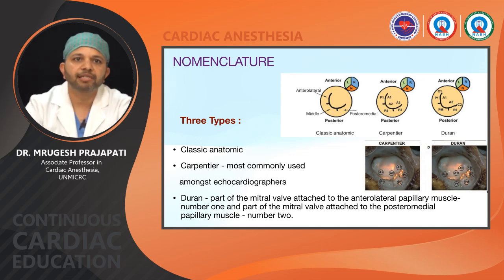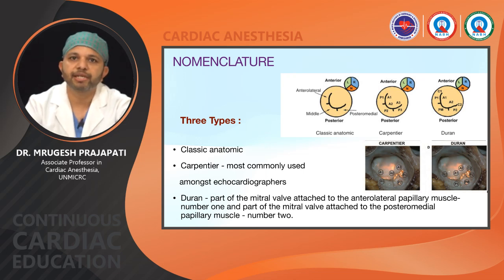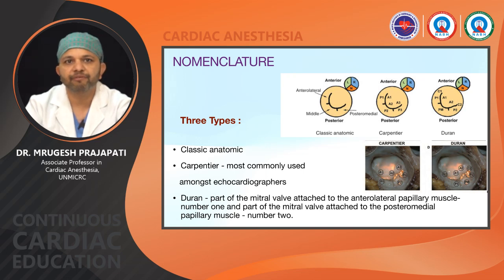The third nomenclature is the Duran nomenclature, where the posterior leaflet is divided into P1, middle and P2 parts. The middle part is further divided into PM1 and PM2. Here the anterior leaflet is divided into two parts only, A1 and A2. The commissural parts have also been given names, C1 and C2. The beauty of this nomenclature is that the part of the mitral valve attached to the anterolateral papillary muscle has been given number 1, and the part attached to the posteromedial papillary muscle has been given number 2.